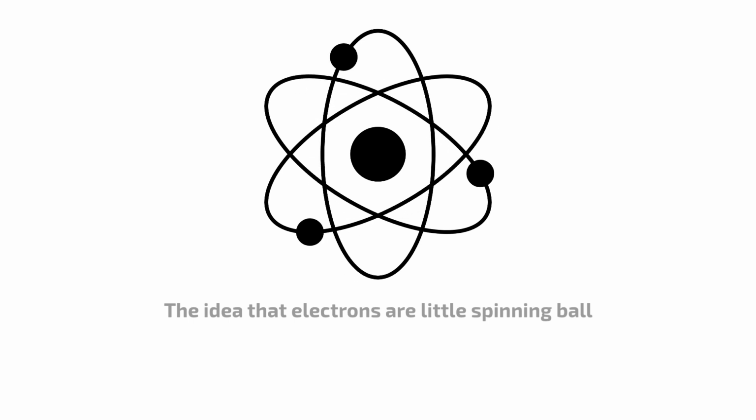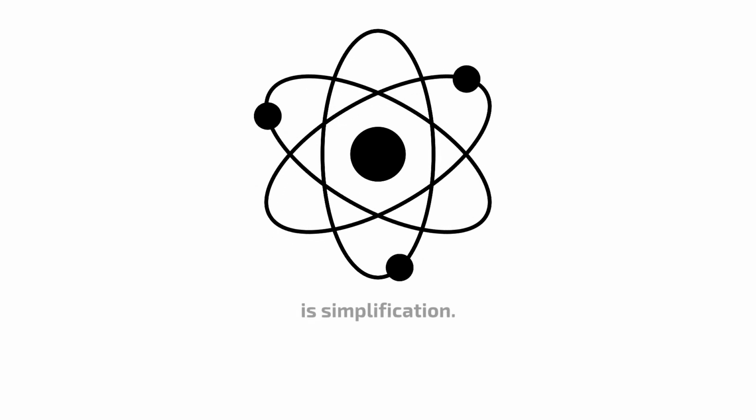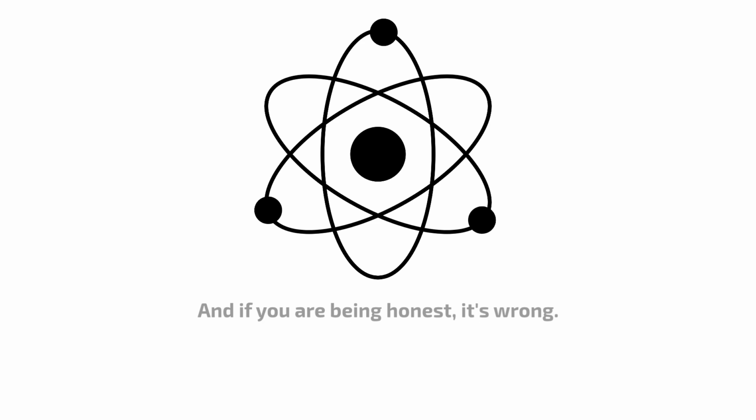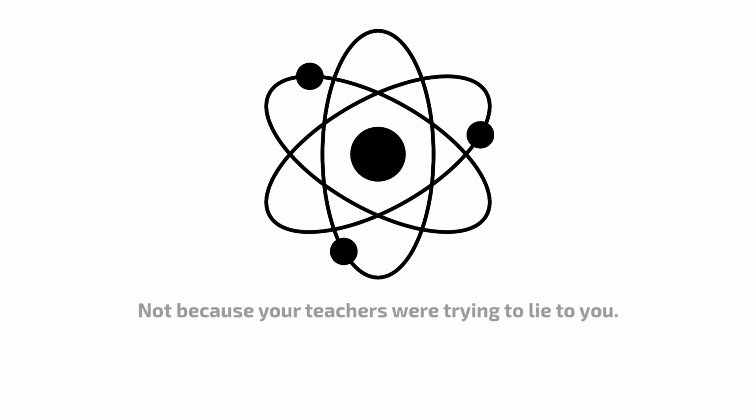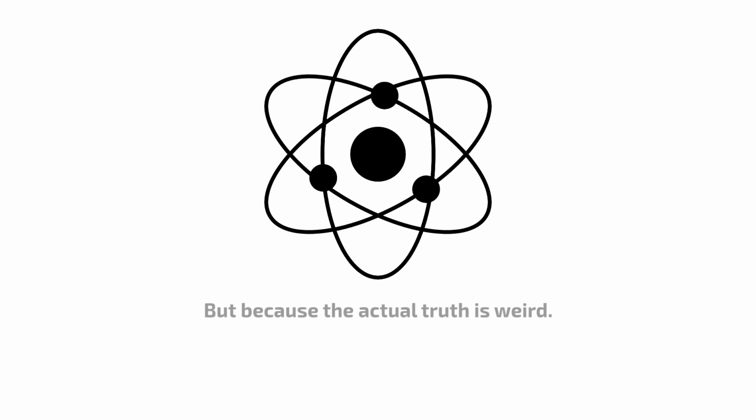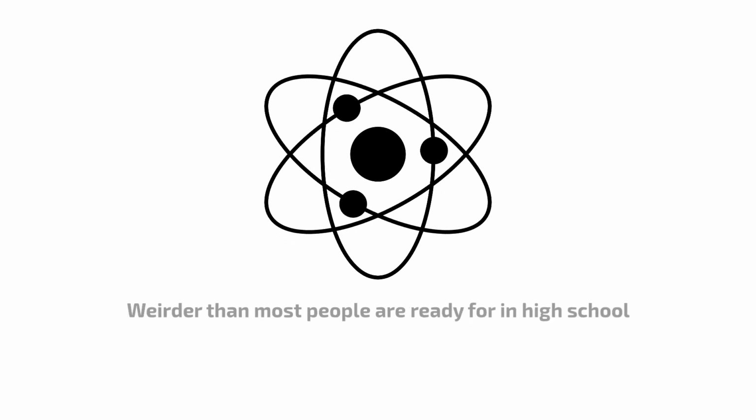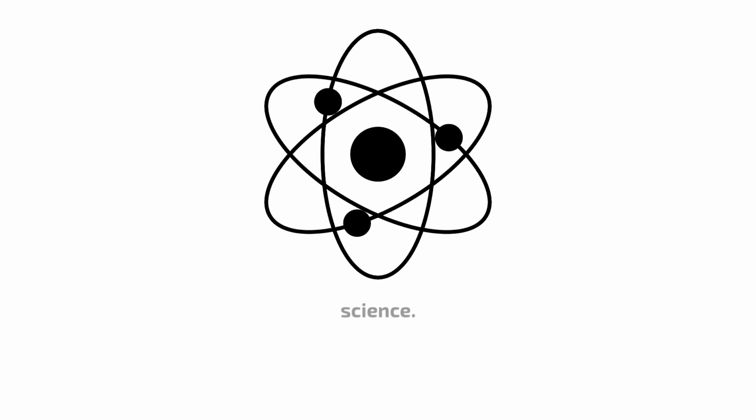The idea that electrons are little spinning balls is a simplification. And if you are being honest, it's wrong. Not because your teachers were trying to lie to you, but because the actual truth is weird. Weirder than most people are ready for in high school science.